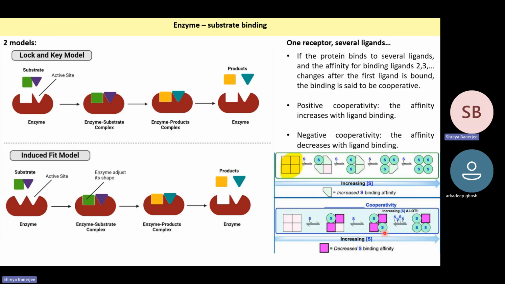And the opposite effect is that when one S is binding to the protein, the binding affinity decreases, shown by this purple square. So when one S is bound, binding affinity decreases. When 2 S are bound, binding affinity decreases much more. So like that, with binding of the ligand, if the binding affinity decreases, that is called negative cooperativity.